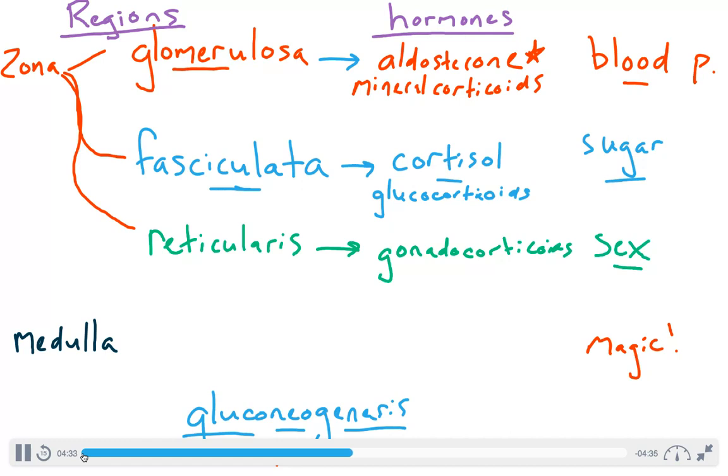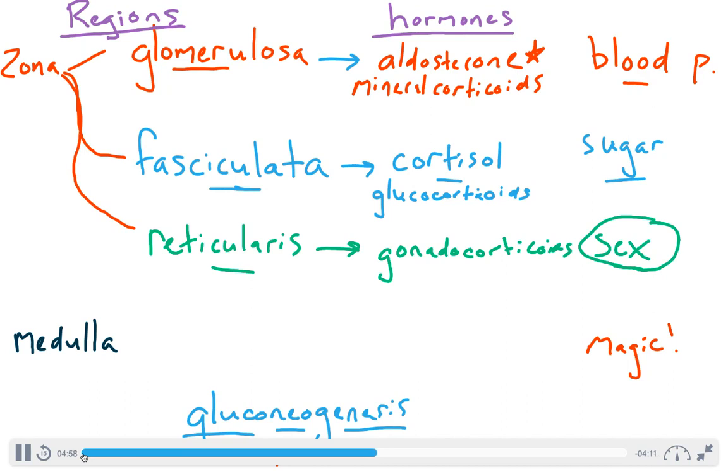The gonads, I don't want you to lose sight of the fact that although these are hormones that are involved with sex and reproduction, bear in mind that the gonads, the testes and ovaries, are still very much the primary source of gonadocorticoids. I will say that after menopause in women, the zona reticularis plays a more dominant role since the ovaries are no longer secreting estrogen.